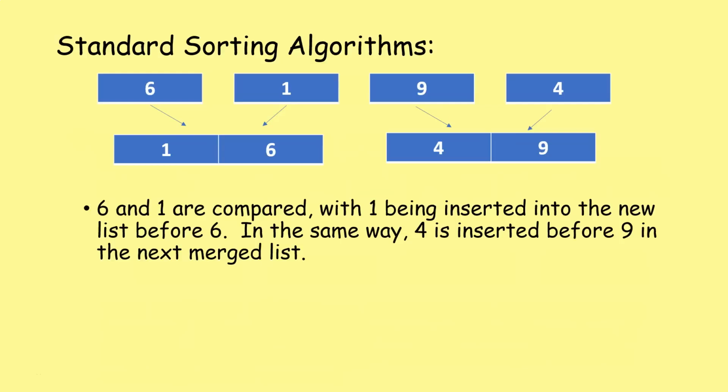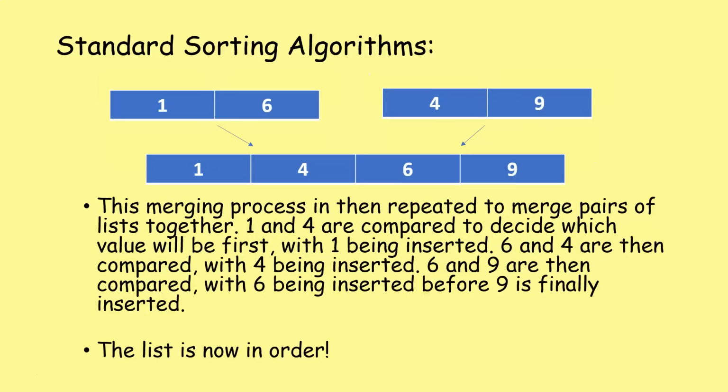In the same way, the 4 is inserted before the 9 in the next merged list. The merging process is then repeated to merge the pairs of lists together. 1 and 4 are compared to decide which values will be first, with the 1 being inserted. 6 and 4 are then compared, with the 4 being inserted. 6 and 9 are then compared, with the 6 being inserted before the 9 is finally inserted, and now the list is in order.